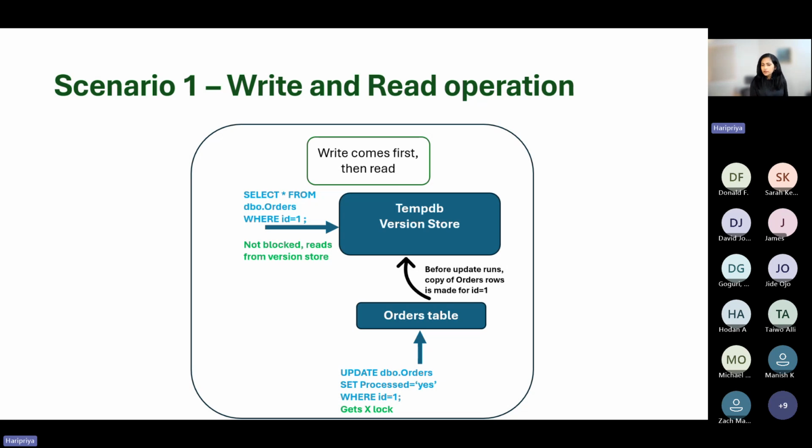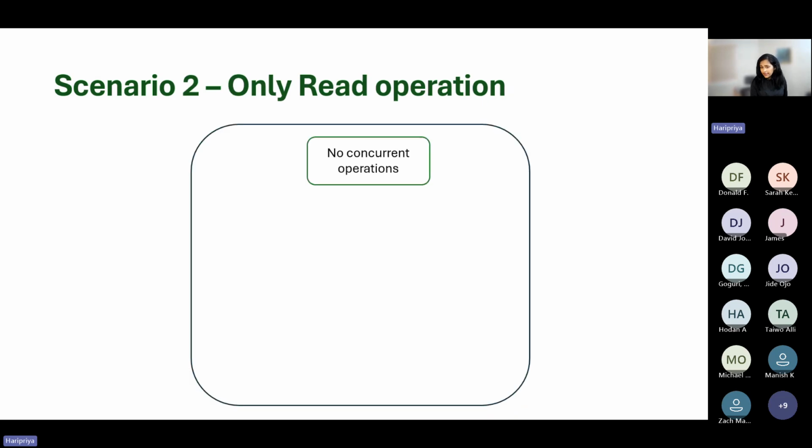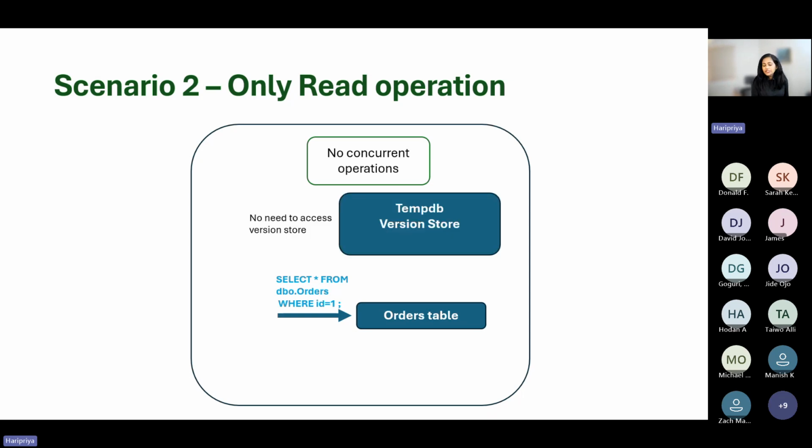All right. Now let's go to the second scenario. This is an RCSI enabled database, and you don't have any concurrent operations at this point of time. All you have is a select statement. Does it read from the table or does it read from the version store in TempDB? It just reads from the table because there are no concurrent write operations going on. It does not have to go to the version store at all. It will just read from the table.